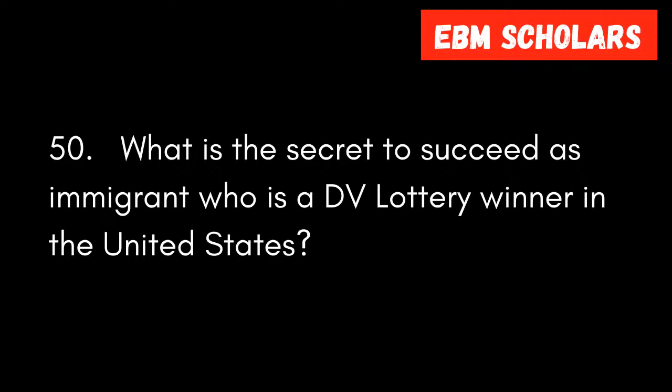And the last question, question number 50. What is the secret to succeeding as an immigrant who is a DV lottery winner in the United States of America? This is a very good question. A few things. Number 1, don't commit any crime. Don't find unnecessary shortcuts here, which can lead you into legal trouble.